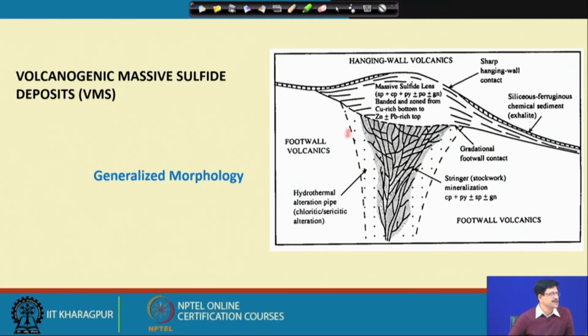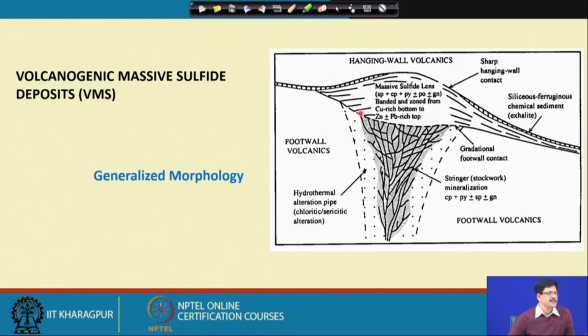So, this essentially will have a feeder dike, which will mostly be a stringer, a stockwork zone, and these will also contain mineralization. The stringers will be mineralized, and this would indicate that there must have been a zone through which the fluid has flowed, been channelized, or made its way up to the sea floor for the mineralization to have taken place. The major part of the mineralization is in the form of a bulbous lens, which is the massive sulphide lens.